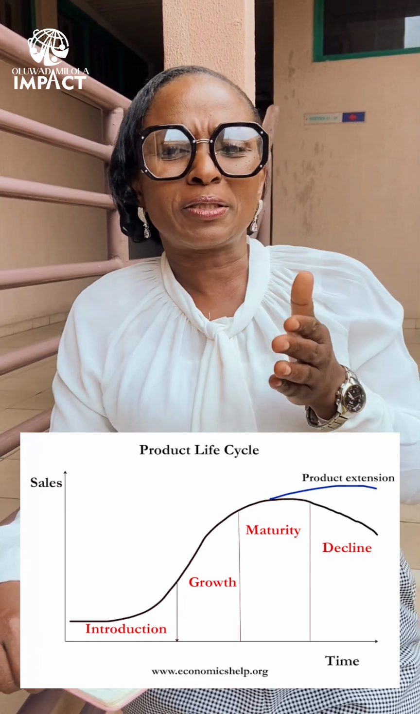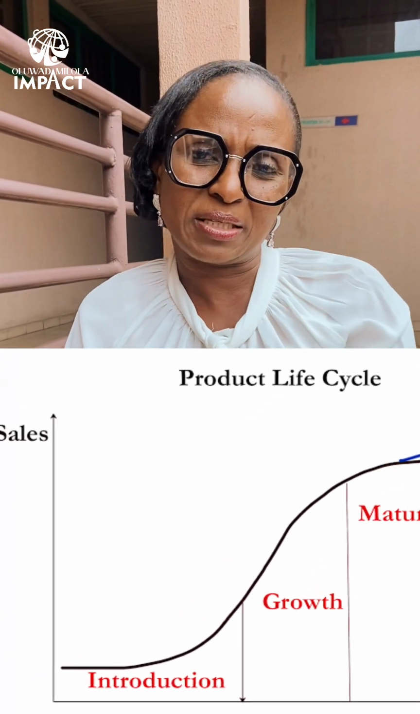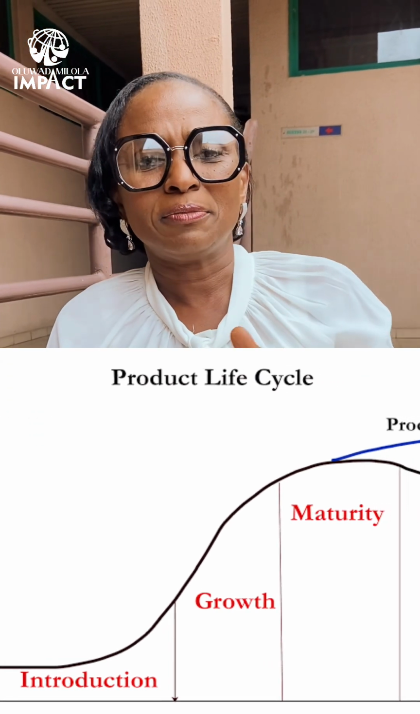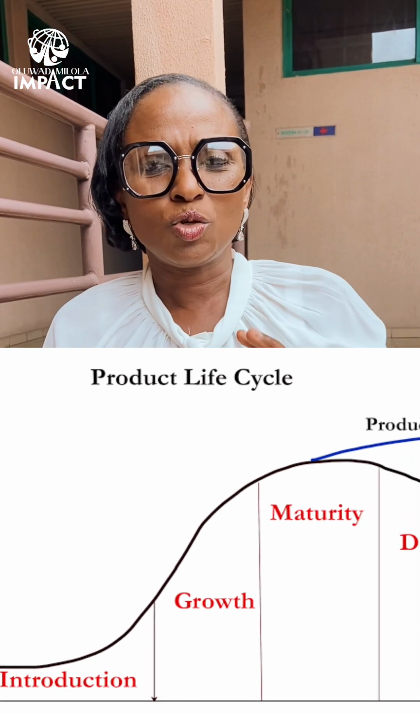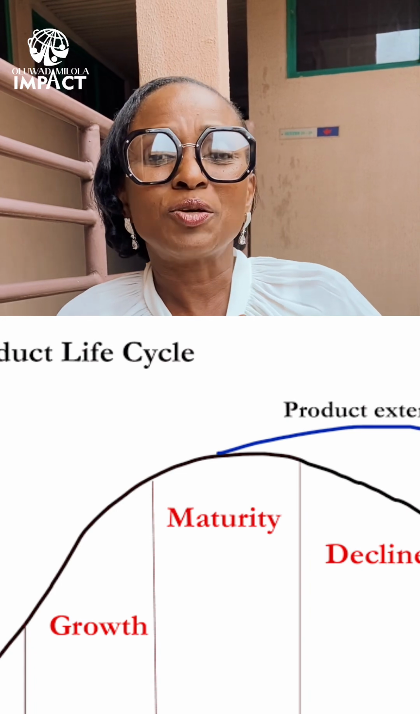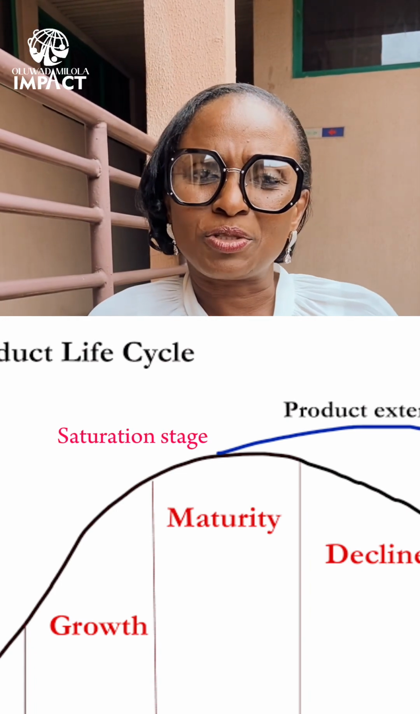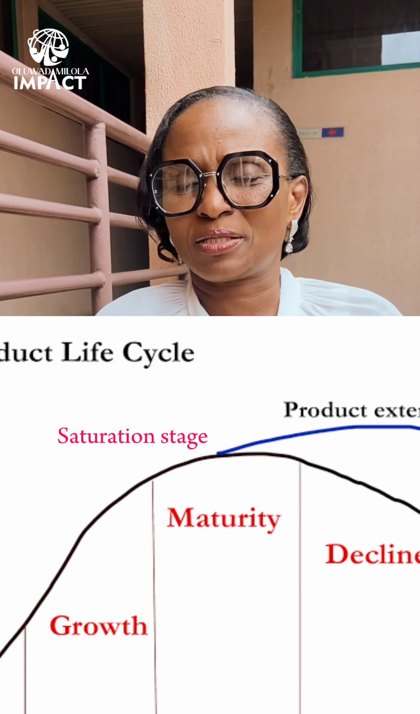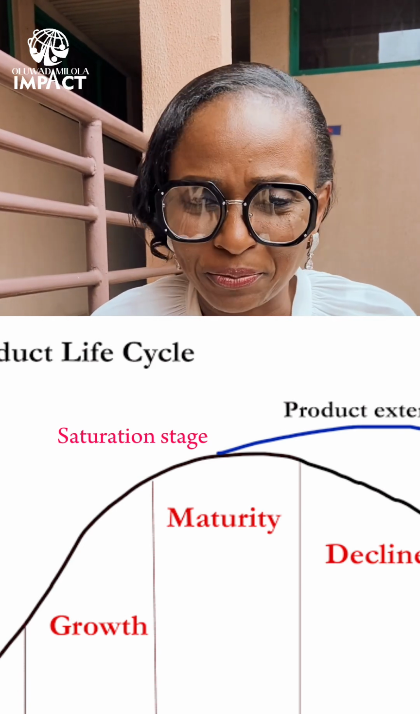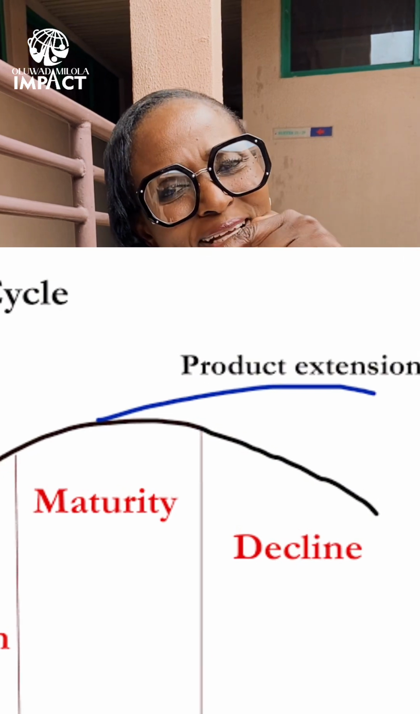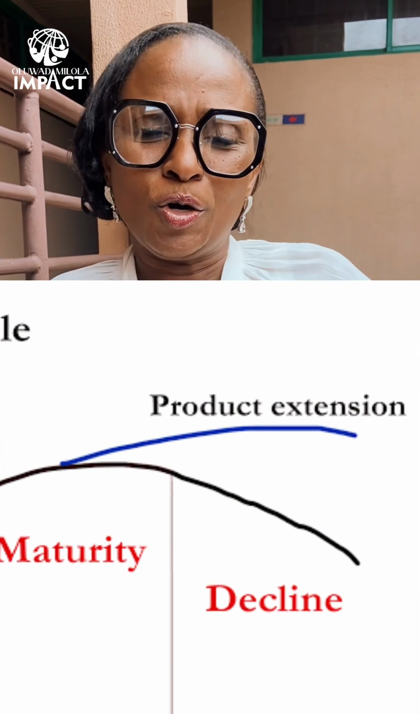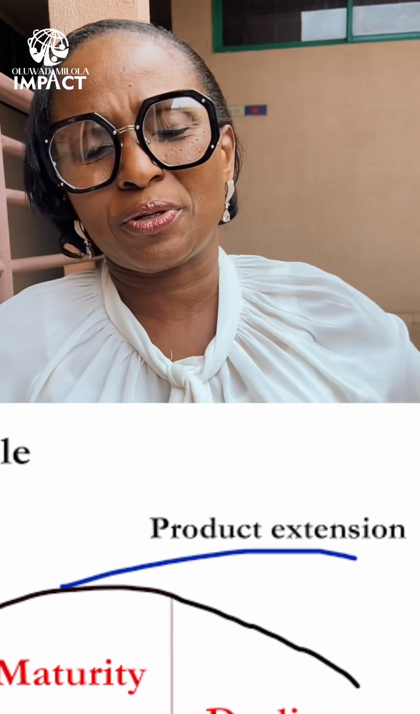On a normal product life cycle, you have the introduction stage, you have the growth stage, you have the maturity stage, and you have the saturation stage. When your product gets to the saturation stage, two things will definitely happen. It's either the product declines or you rebrand that product.